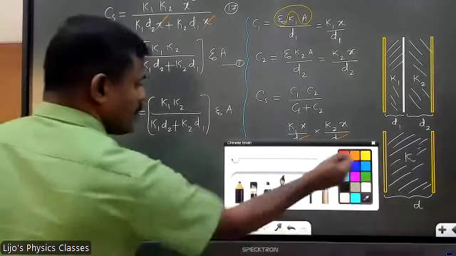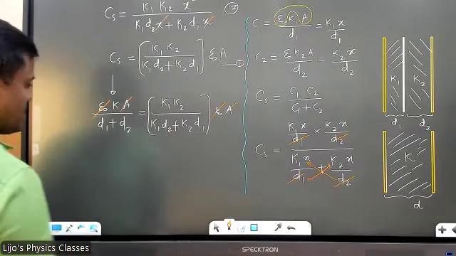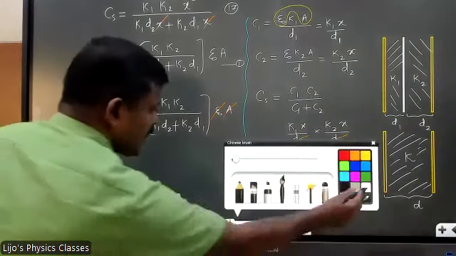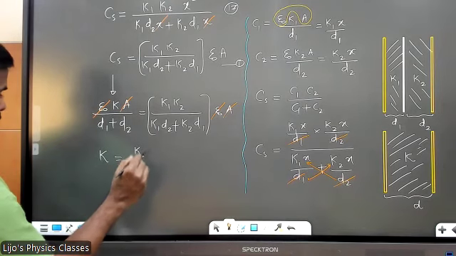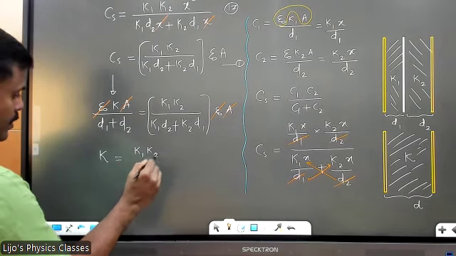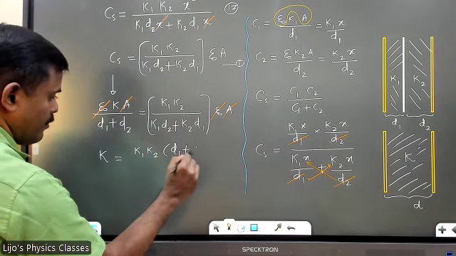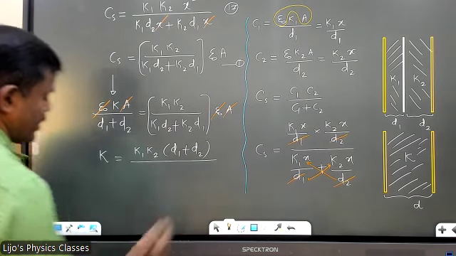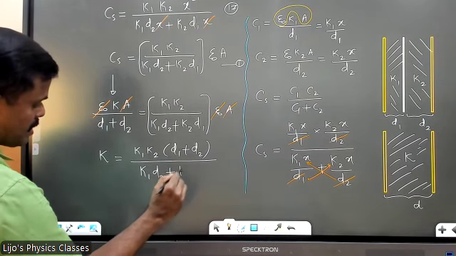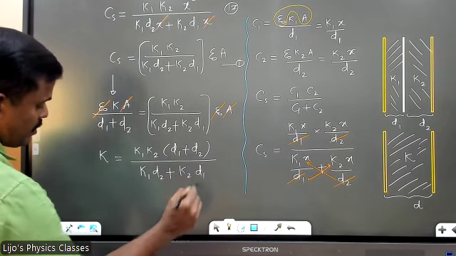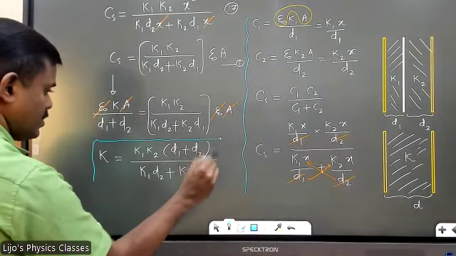One last step: epsilon 0 cuts on both sides, A cuts on both sides. This goes to the right-hand side. I have the final answer. K is equal to K1 K2 into D1 plus D2 divided by K1 D2 plus K2 D1. This will be the final answer.